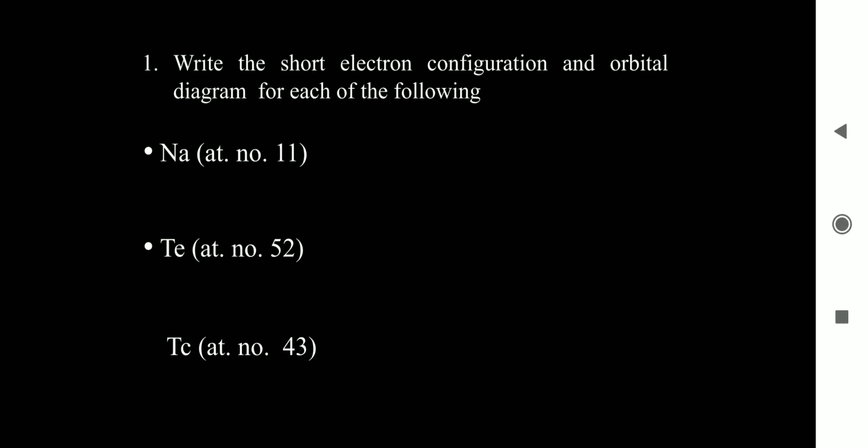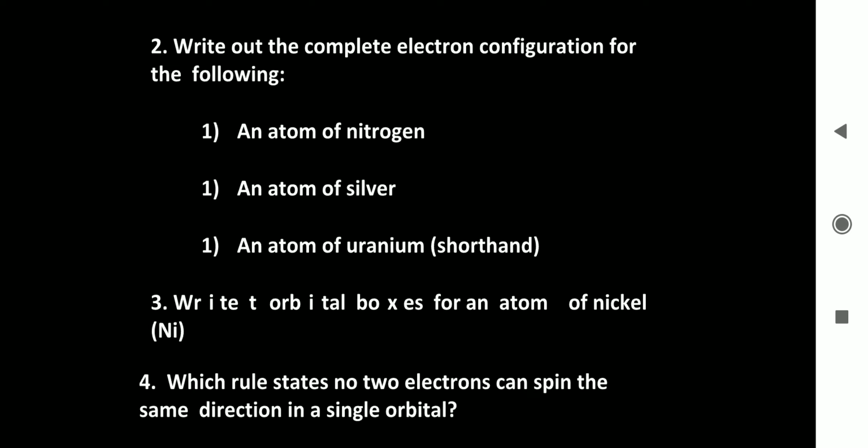Assessment. Write the short electron configuration and orbital diagram for each of the following: sodium, atomic number 11; tellurium, atomic number 52; technetium, atomic number 43. Second question, write out the complete electron configuration for the following: an atom of nitrogen, an atom of silver, an atom of uranium. Here uranium's atomic number is 92.